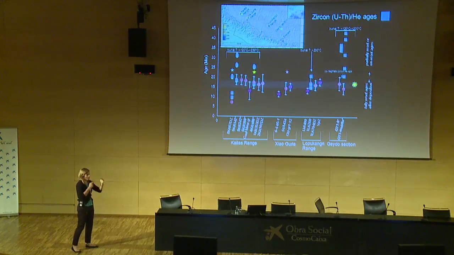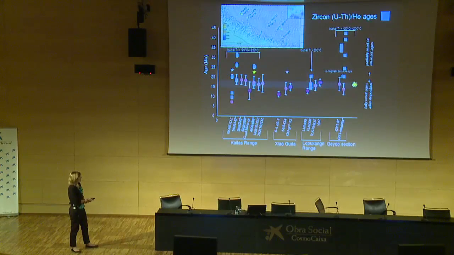So you can bracket the temperature that the Kailas samples experienced to be greater than 120 and probably less than 200, or otherwise you would reset completely all the zircon helium ages as well, and they would all cluster near each other. Also, for the experts in thermochronology, I did look at effective uranium concentration versus age, and there is no relationship.